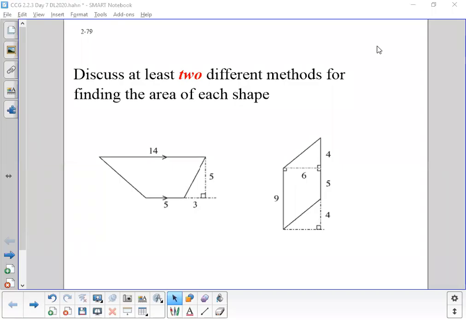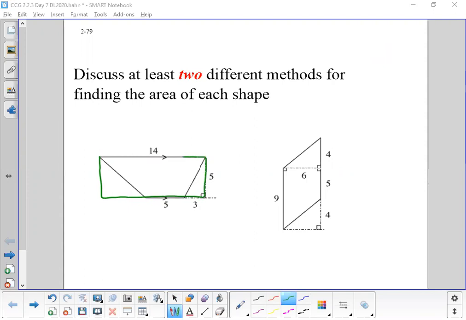I wanted you guys to find two different methods of finding the area of each shape. And when we're talking about finding an area, it doesn't matter how you find it; the area itself isn't going to change. So whichever method you do, or even if you came up with a totally different method, your area will still be the same. So one thing that I saw students doing in the Pear Deck was creating a large outer rectangle. And remember, the area of a rectangle is base times height.